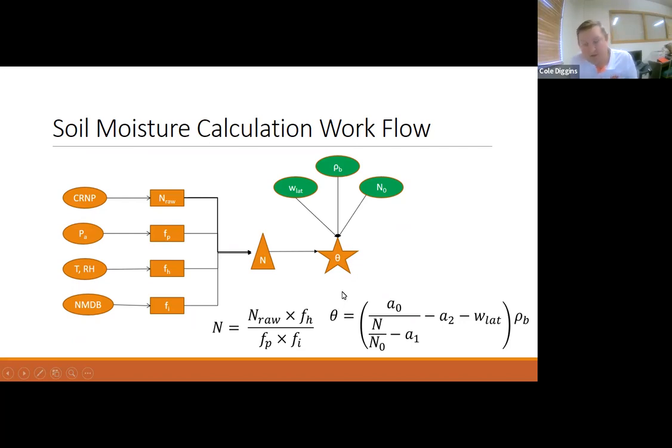But in that calculation, we have three other variables that we need to consider. We need to consider the lattice water, which is the water that is bound up within the mineralogy of the soil itself. So that's going to be a source of hydrogen we need to account for, which we do here in this part of the equation. The bulk density of the soil, just because of the amount of material that we're intersecting with, is something that we have to consider. So the bulk density is included in these equations. And then this N0 factor is our calibration factor.